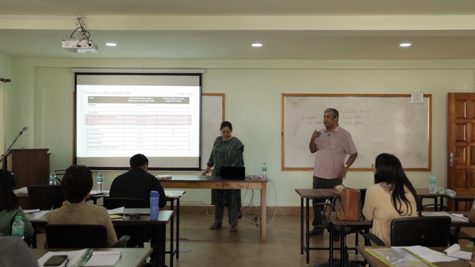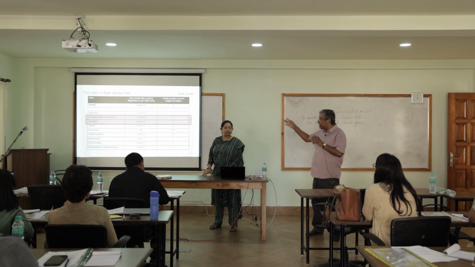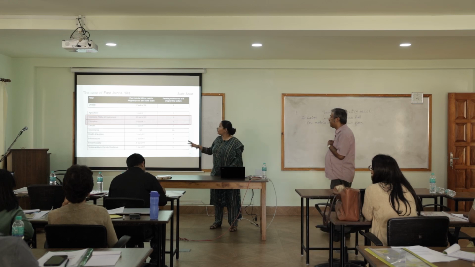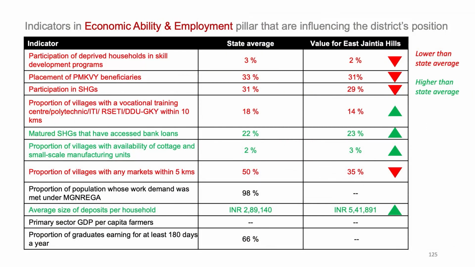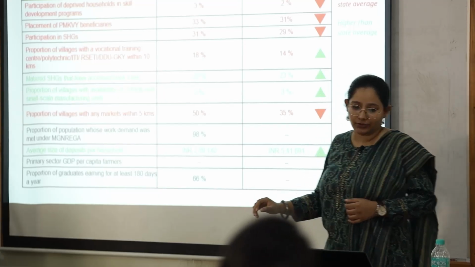So automatically, if I am a development planner, my first intention is that I have to focus my investments here. Okay. Now let's look at what is happening under the economic ability and employment pillar: what are the indicators that are pulling that pillar down and what are the indicators that are pulling that pillar up. These were the indicators that we had considered in the construction of the index.